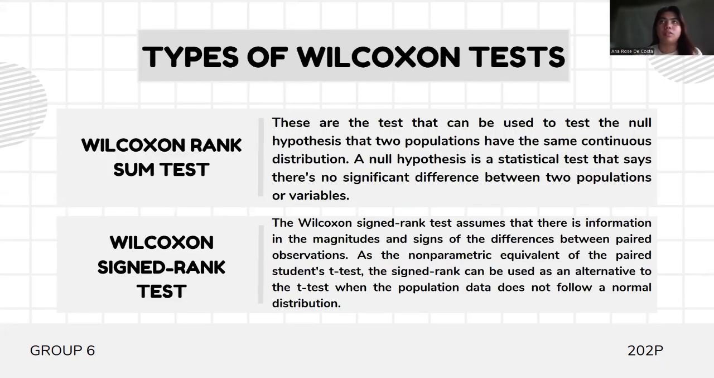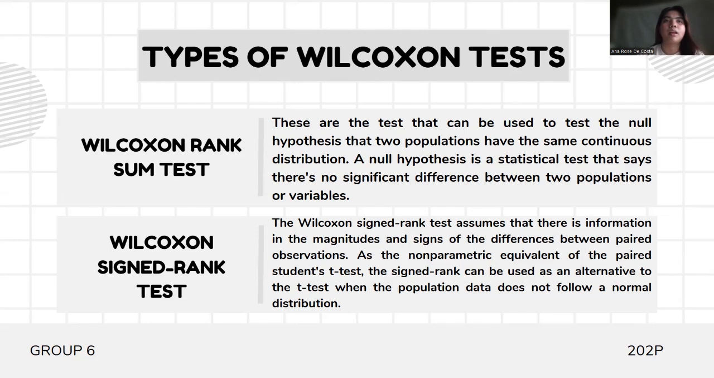There are two types of Wilcoxon tests. The Wilcoxon rank sum test can be used to test the null hypothesis that two populations have the same continuous distribution. A null hypothesis is a statistical statement that there is no significant difference between two populations or variables. The basic assumptions necessary to employ the rank sum test are that the data are from the same population and are paired, the data can be measured on at least an interval scale, and the data were chosen randomly and independently.